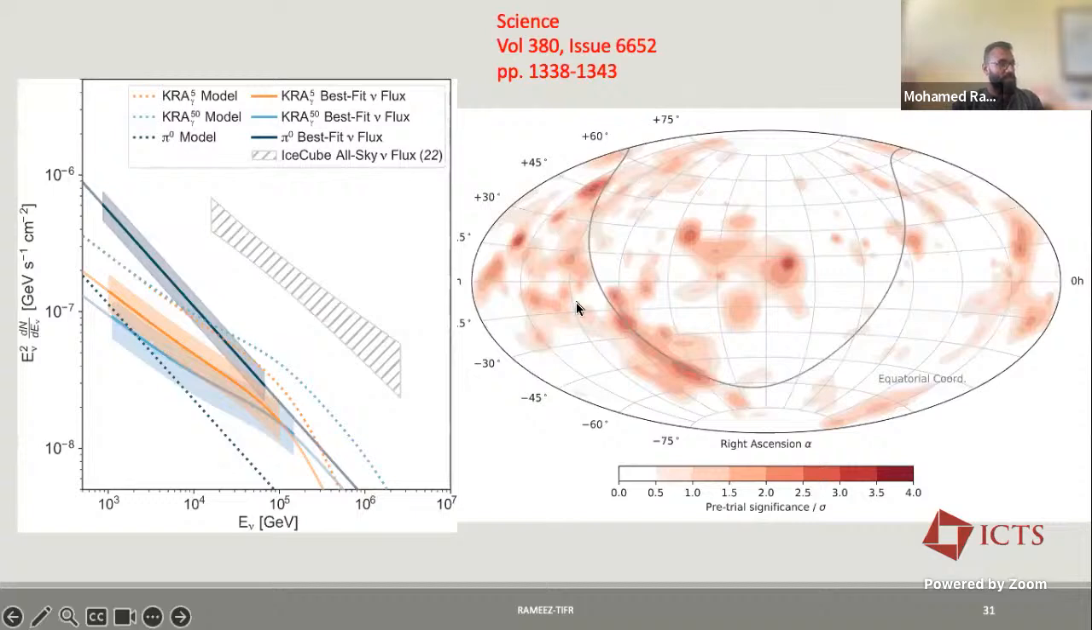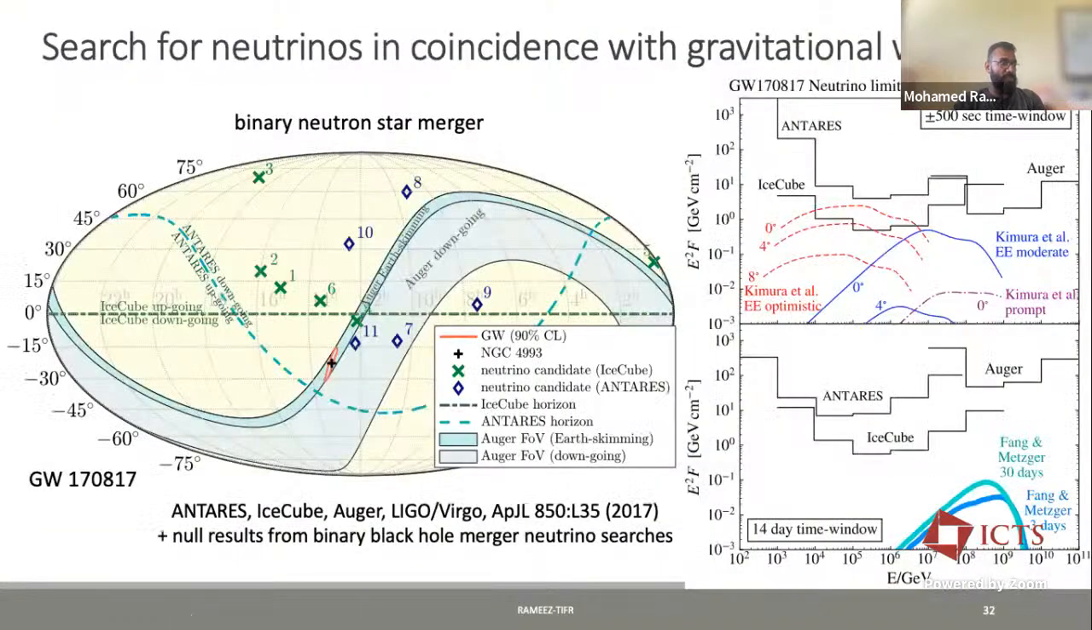So this, once again, is the sky map of that analysis. And as you can see, there's a clear excess from the direction of our galaxy. And this is what we mean by we have seen our galaxy in neutrinos.